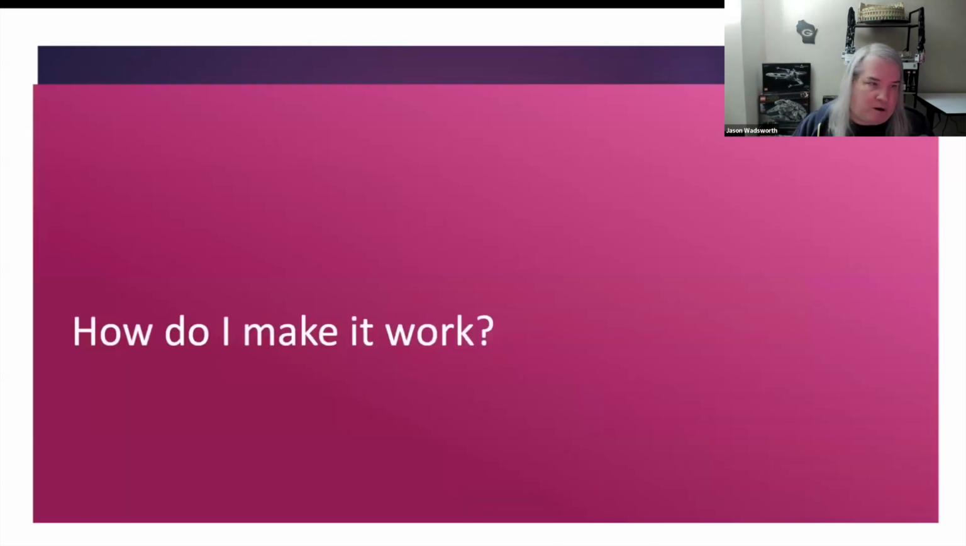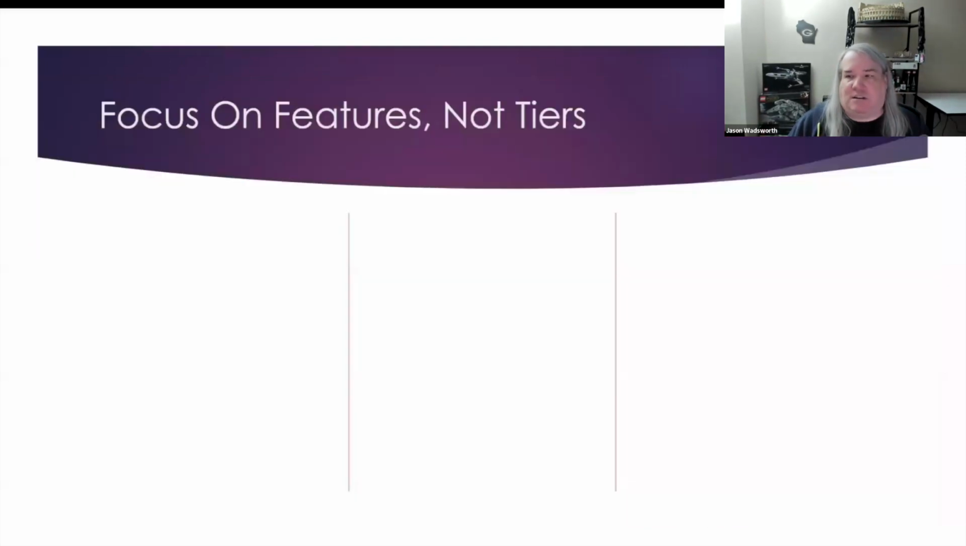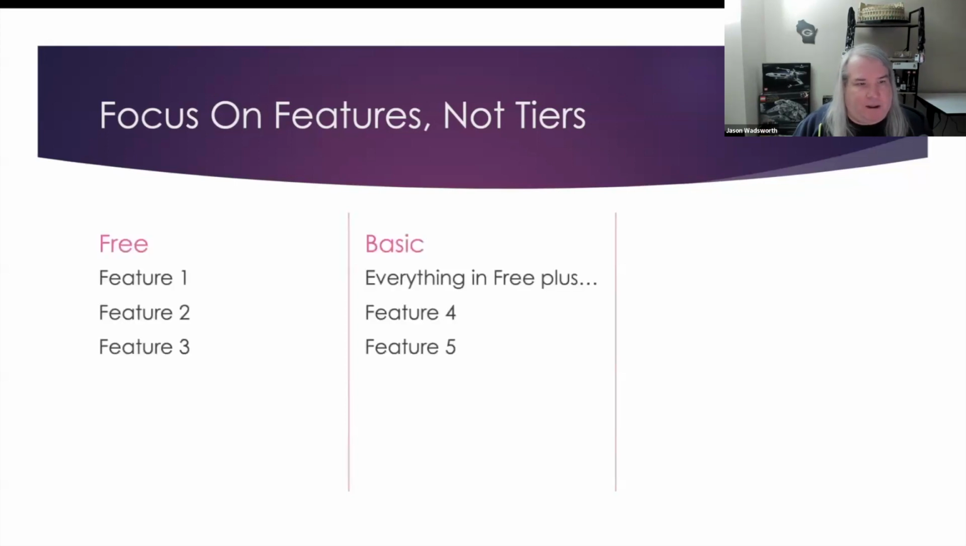All right, so the important part of this, how do we make it work? First thing I'll say is focus on features, not tiers. We're talking about tiers throughout this, and obviously this seems a little bit like a derailment or off topic, maybe. But how many of you have seen something that looks like this on a website, where the free tier includes these features, and then the basic tier includes everything free plus these couple features? If you go in your application all over the place and say, if the tier is basic, they get this. If the tier is basic, they get this. The tier is free, they get this and this.